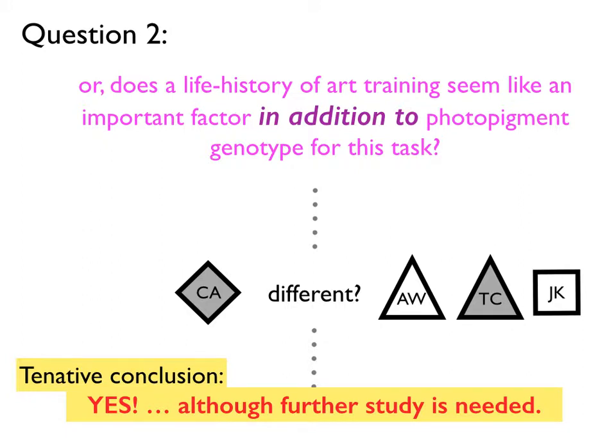However, if we look at the second formulation of the question and we ask, does the life history of art training seem like an important factor in addition to photopigment genotype for this task? We can make the tentative conclusion that yes, indeed, although further study is needed, it seems like the conjoined features of having art training as well as photopigment opsin genotype makes Concetta Antico's isoluminant settings different from the three other subjects that we tested in this task.